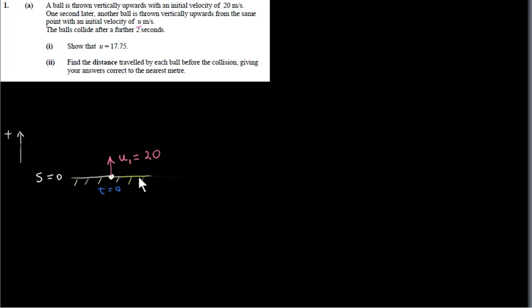So s equals 0 is the height above the ground of the ball initially. So the ball is just on the ground. Upwards direction is positive, or vectors pointing upwards. 1 second later, another ball is thrown vertically upwards from the same point with an initial velocity of u meters per second. So here's the situation 1 second later.